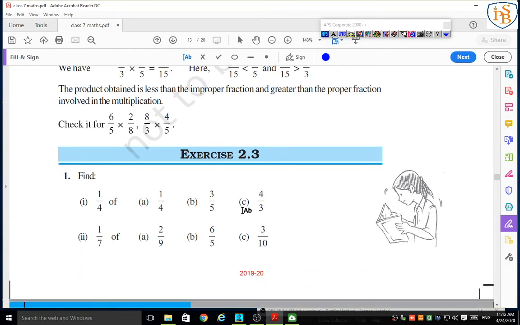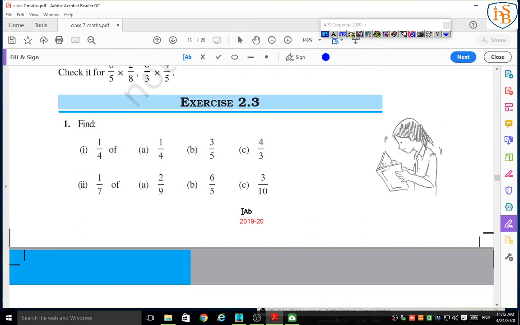Now we have to solve exercise 2.3. Here is the first question. There are two main questions, and in each question there are 3 sub questions. So I am going to solve one question from each, and the others you have to solve in your notebook. So I am going to solve the first one: 1 upon 4 of 1 upon 4, 3 upon 5 and 4 upon 3.